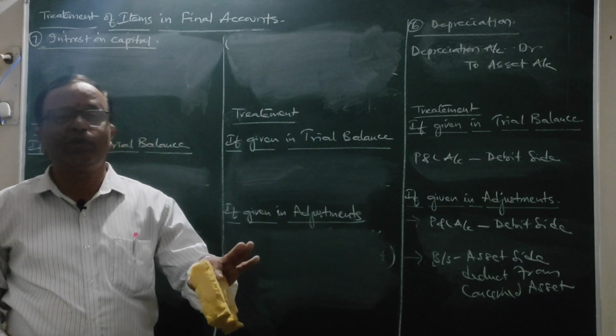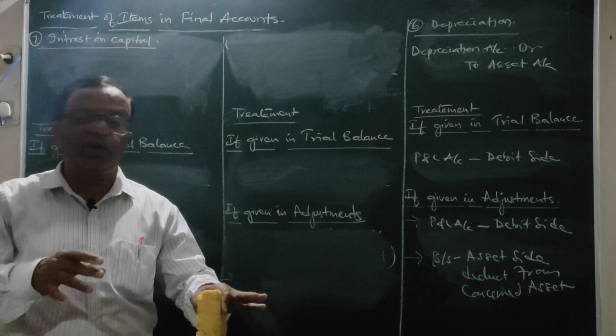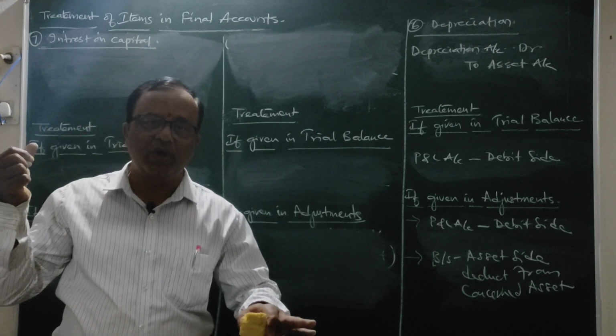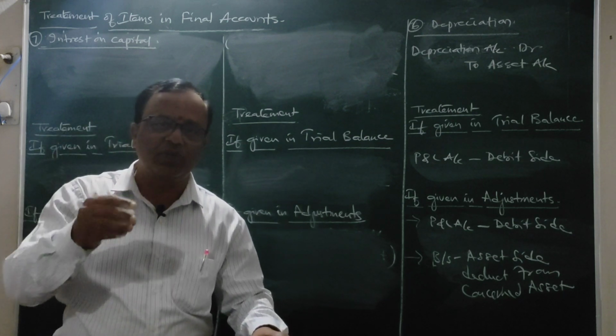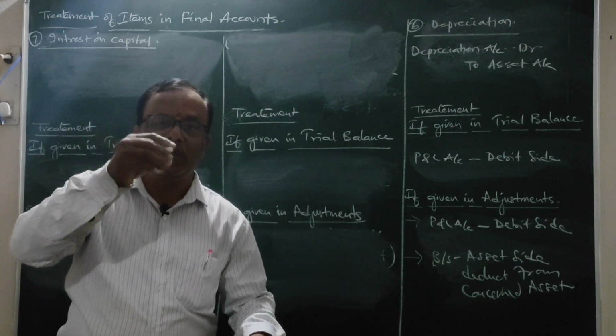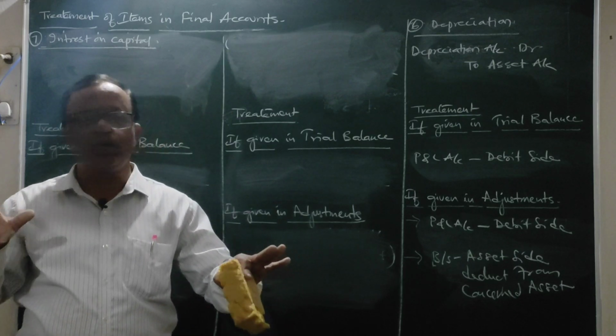Here you should understand, being the owner of the business, he will not take away that much interest on his capital from the business to his house. It will stay in the business only. So you are going to write an entry for adjusting the accounts.